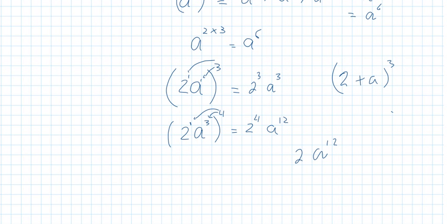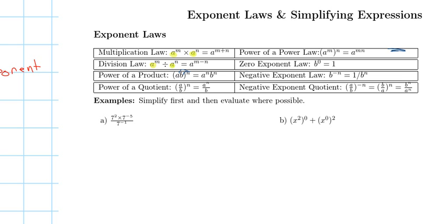Now the second rule, there is a mistake in here. It should be a over b in brackets to the power of n. It's a to the power of n over b to the power of n. So there should be an n on top of it.